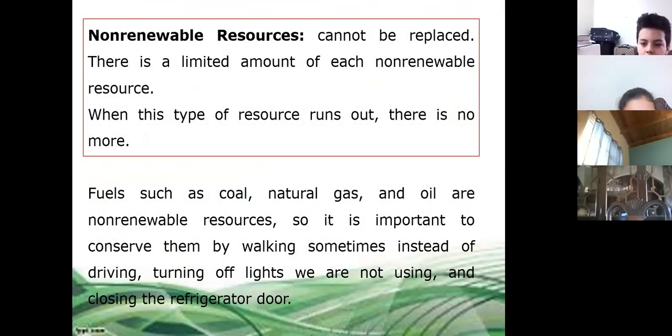There is a lot of them in the world, but when you are using them, there is going to be less and less and less. So they are non-renewable resources. Like that, which examples can you mention about non-renewable resources?